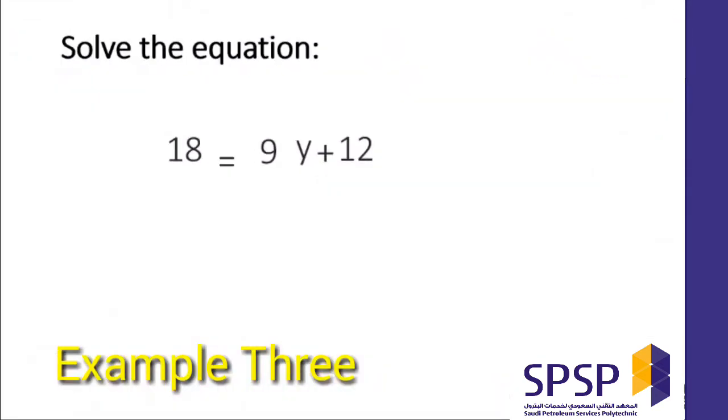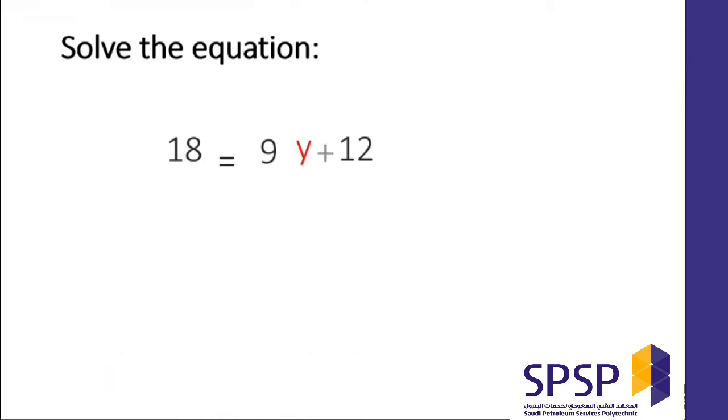Solve the equation 18 equals 9y plus 12. We need to solve for y. Since we have plus, that means we need to start by moving it to the other side. So we need to move 12 to the other side. But first of all, we need to move 18 a little bit to the left without changing the sign. Then we move 12, but we need to change the sign because we moved it from the right hand side to the left hand side.